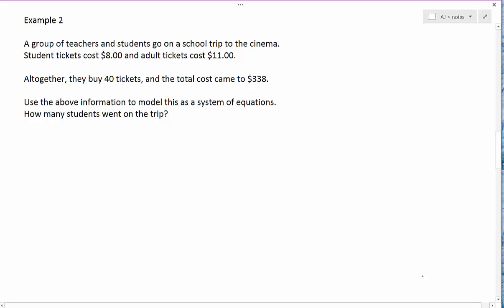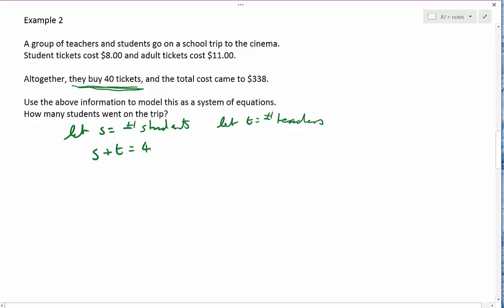So the question is really asking for how many students and presumably how many teachers went on the trip. We know what the cost of the tickets were, but we don't know how many students there were and how many teachers there were. Let S equal the number of students, and let T equal the number of teachers. So altogether they buy 40 tickets. In other words, there's 40 people.